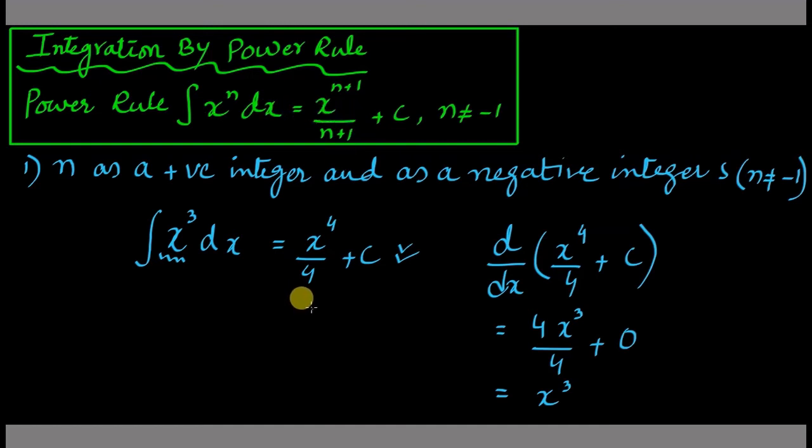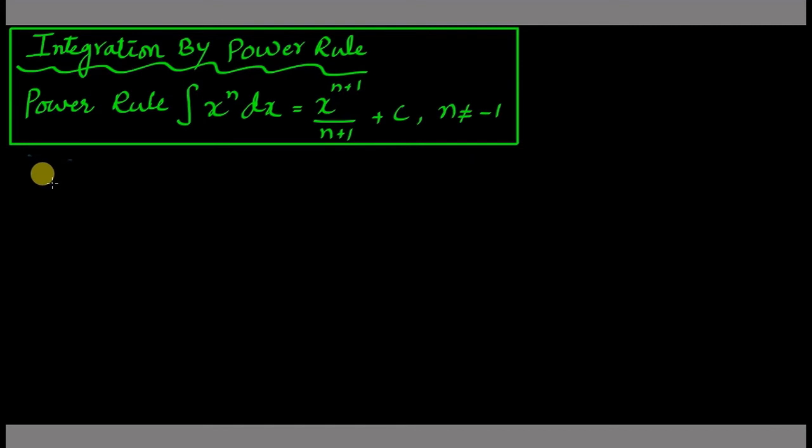Now we have discussed when n is a positive integer or when n is a negative integer. But in negative integers we cannot use n equal to minus 1. Similarly, now we will study when n is a rational number, a number which can be written in the form of p over q is called a rational number.